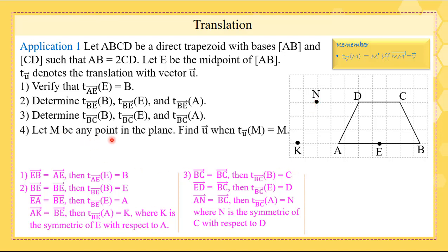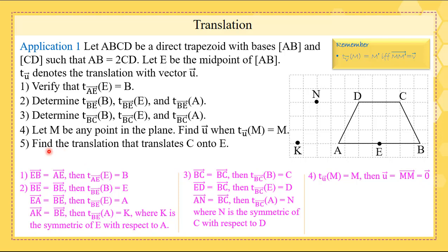Part 4. Let M be any point in the plane. Find U vector when translation of the point M by vector U is equal to M. Try to answer it. In fact, if translation of M by vector U is equal to M, then vector U must be equal to MM vector, which is equal to 0 vector. Part 5. Find the translation that translates C onto E. Try to answer it. In fact, it's the translation with the vector CE.